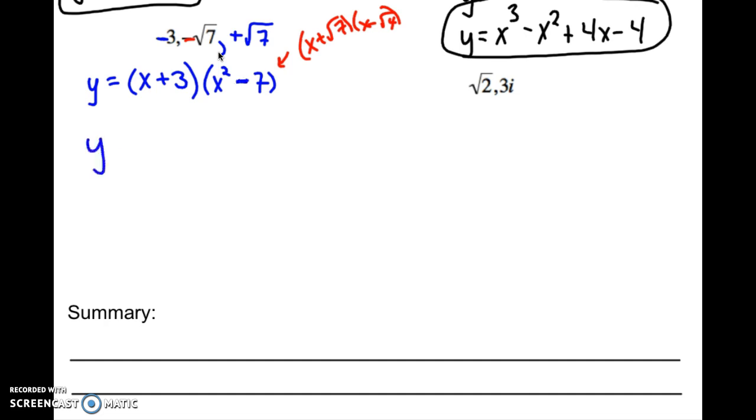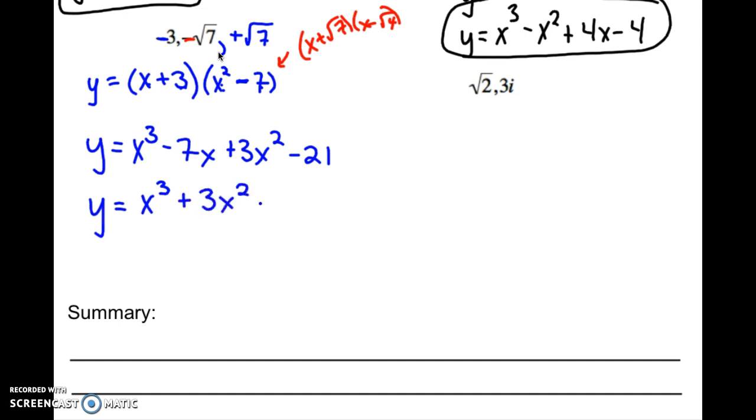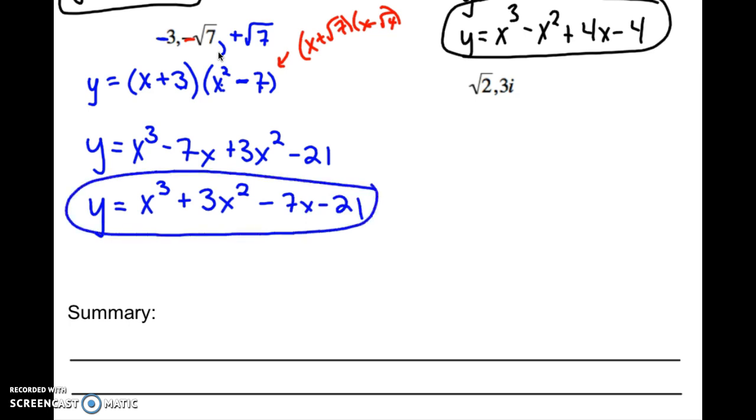I'm going to go ahead and distribute here. So x times x squared is 3x, no it's not, it's x cubed. X times 7 is minus 7x. 3 times x squared would be plus 3x. 3 times -7 is minus 21. And then I need to put these in standard form. So x cubed plus 3x squared minus 7x minus 21 is the standard form of our answer.